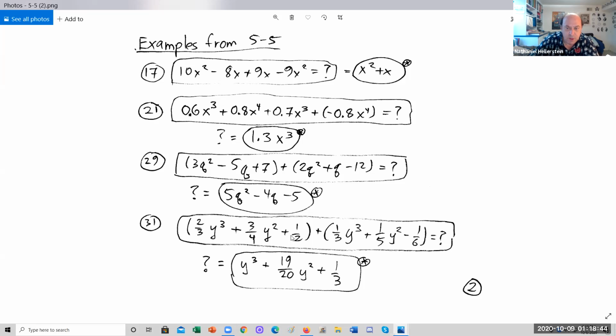Now here we have, well, these are cubics, but they're both missing the y to the first terms. So, 2/3 y cubed plus 3/4 y squared plus a half, plus 1/3 y cubed plus 1/5 y squared minus a sixth. The y cubed terms, we add them up: 2/3 and 1/3 makes 1, so 1y cubed. Y squared terms, 3/4 plus 1/5. After a bit of arithmetic, it's 9/20, so 9/20 y squared. Constant terms, 1/2 plus negative a sixth is 1/3. So y cubed plus 9/20 y squared plus 1/3.